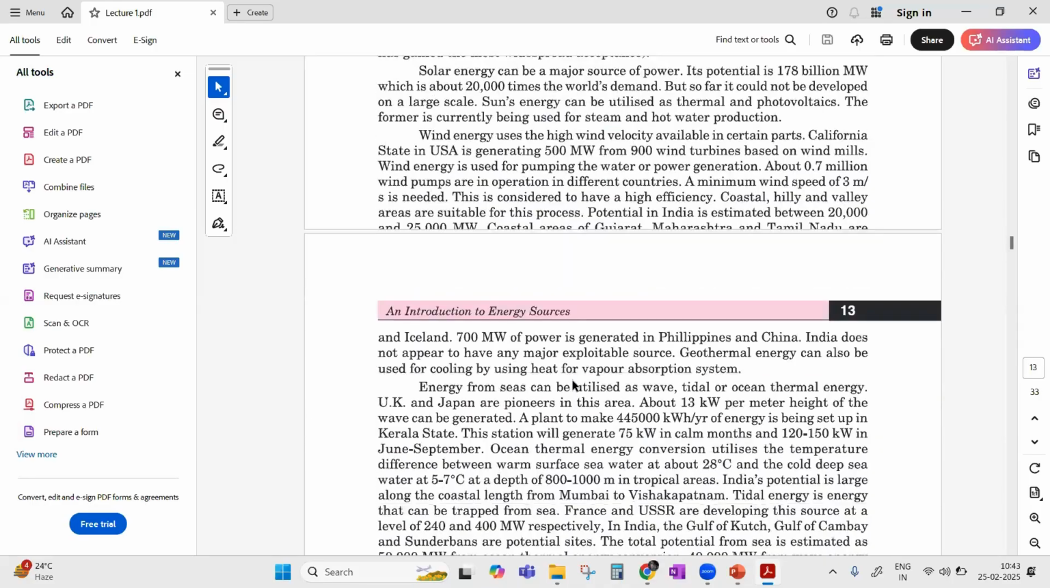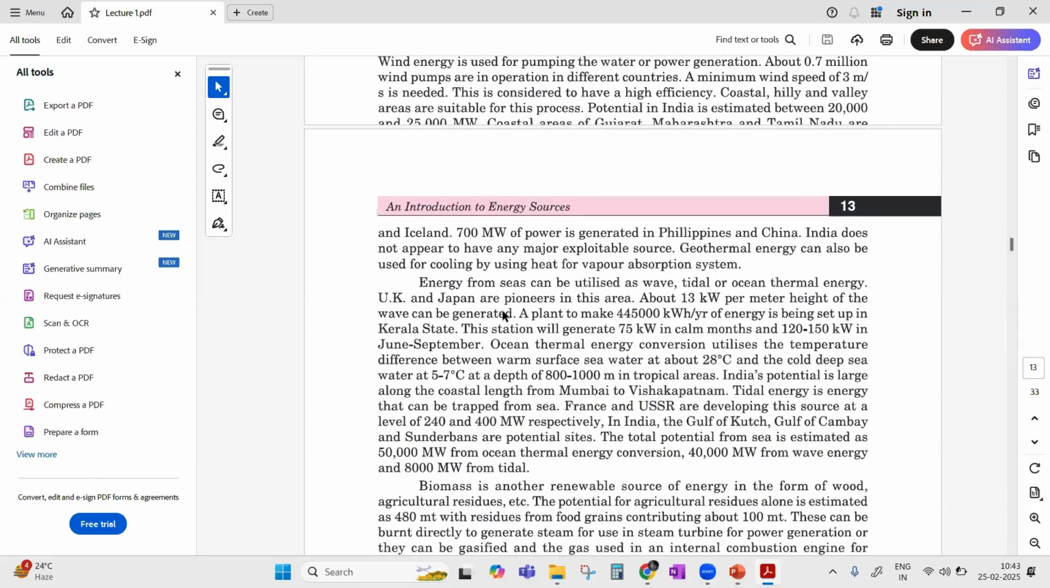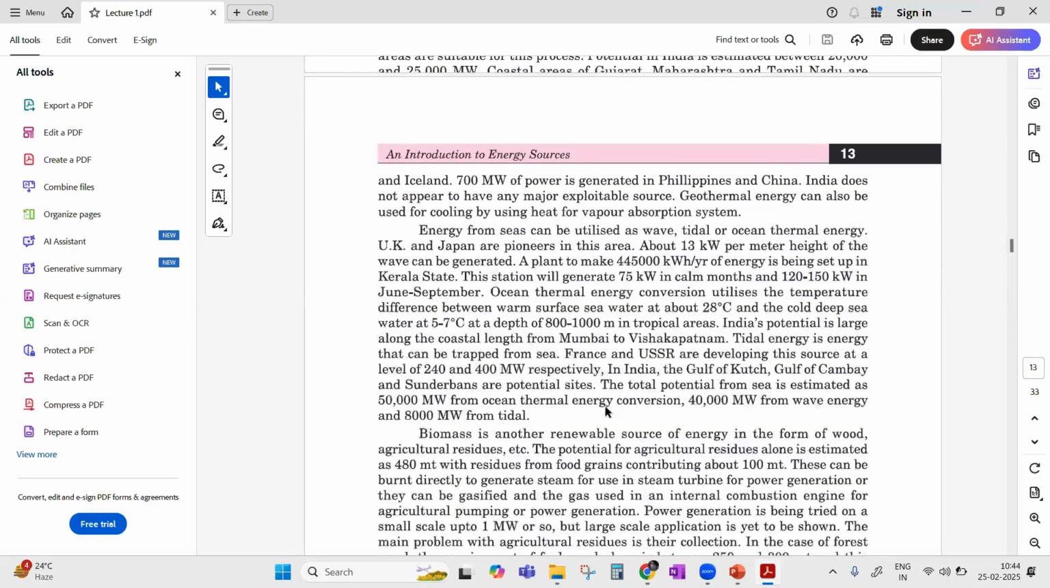So now, energy from seas. If you take the wave energy, tidal or ocean energy, about 13 kilowatts per meter height of wave can be generated. How much energy can be generated per 1 meter height of a wave? If you can convert that energy, we can get almost 13 kilowatts of energy. So you can go through this particular PDF.